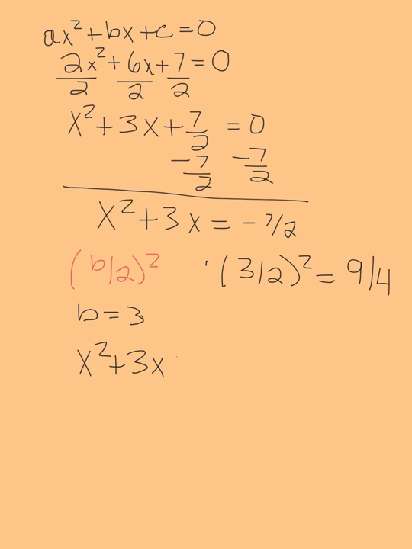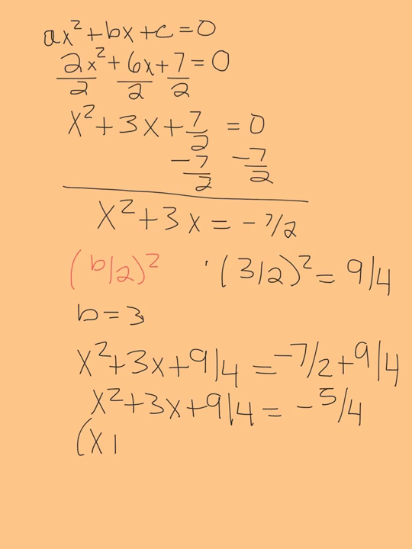So it'll end up looking like this: x squared plus 3x plus 9/4 equals negative 7 halves plus 9/4. And when we solve the equation, we end up with x squared plus 3x plus 9/4 equals negative 5/4. We can factor the left side of the equation to equal x plus 3/2 squared. So now it looks like this.